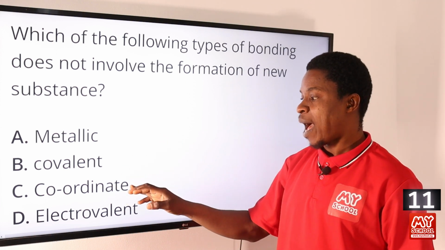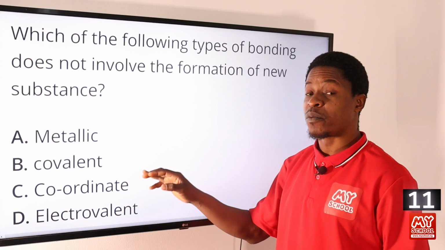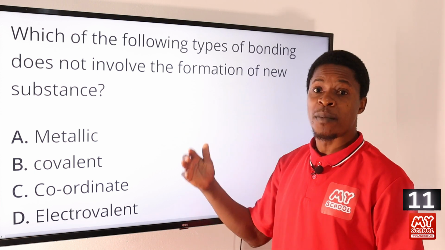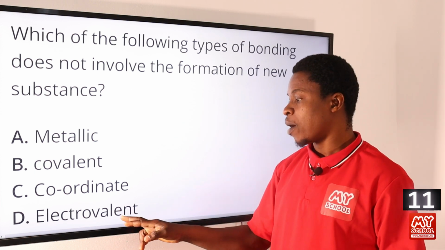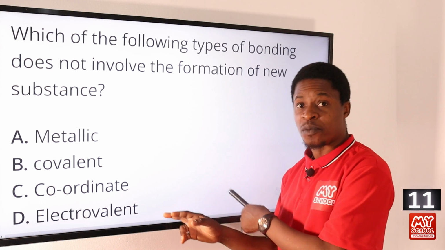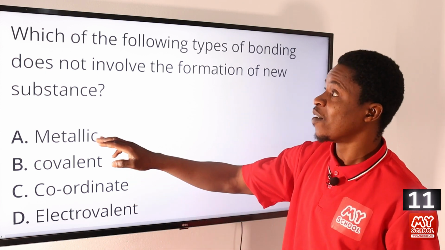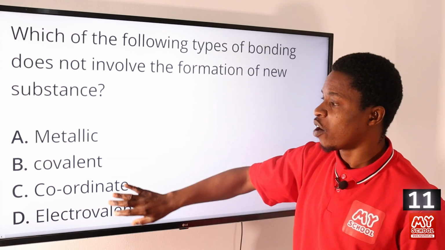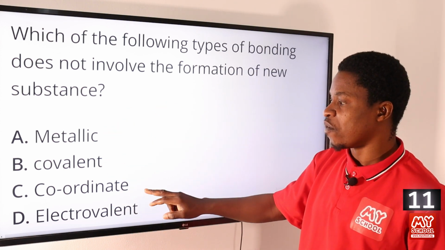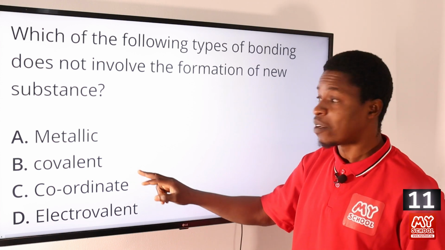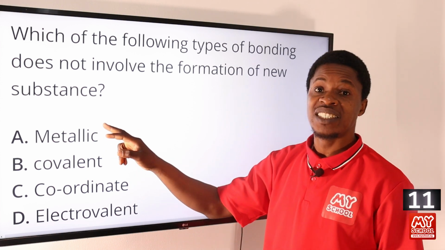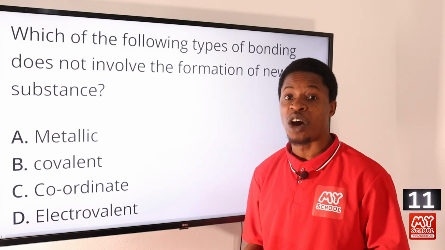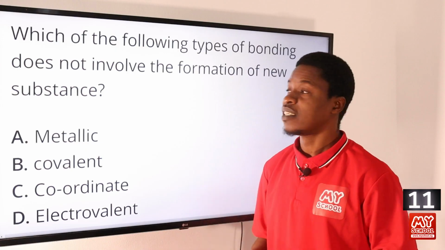Here, ammonia can react with a hydrogen ion, a proton, to form ammonium ion. That's a new substance formed. Sodium can react with chlorine to form sodium chloride. Those are new substances. But the following type of bonding does not involve the formation of this. So among all of these four, this involves formation of a new substance, this involves formation of a new substance, this involves, but this is the only one that does not involve formation of any substance. So the correct answer is option A, metallic.